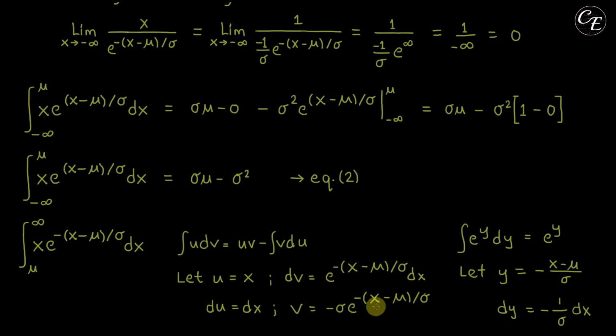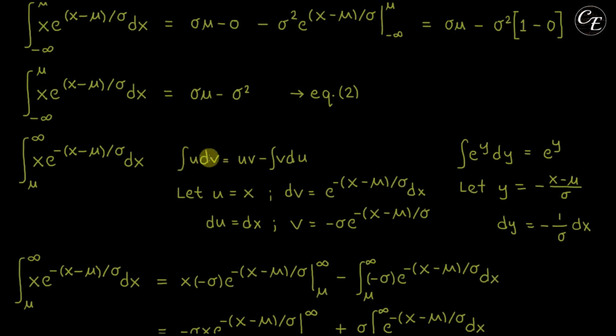Then for the integral of u dv, which is same with this one, we have uv, which is x times this one, which is this one. Then it has to be evaluated from mu to positive infinity. So we have here mu to positive infinity. Then minus integral of v du. For v, we have this one, negative sigma e raised to negative x minus mu over sigma. Then du will be dx, which is this one.